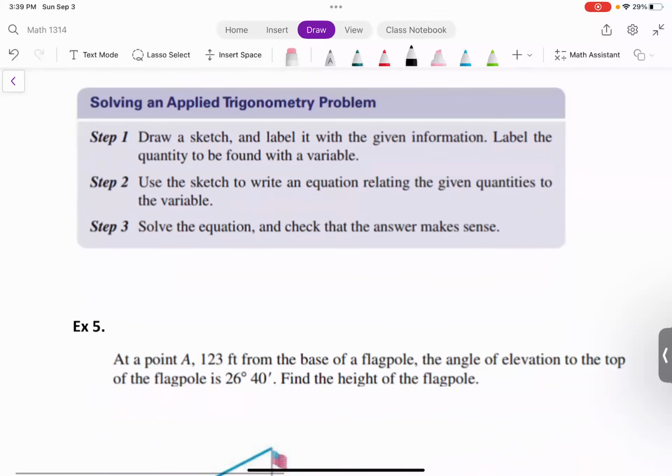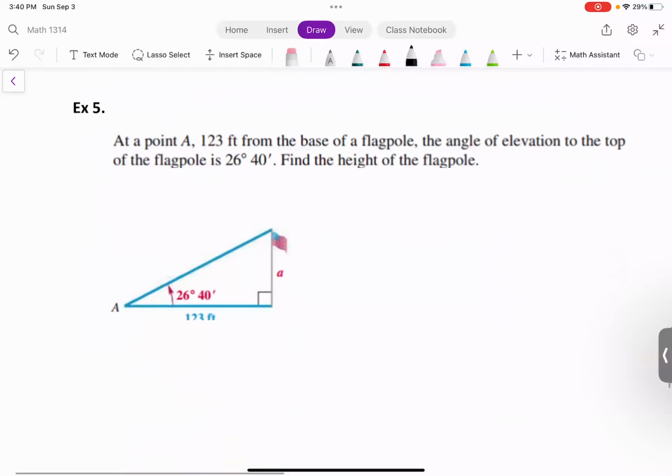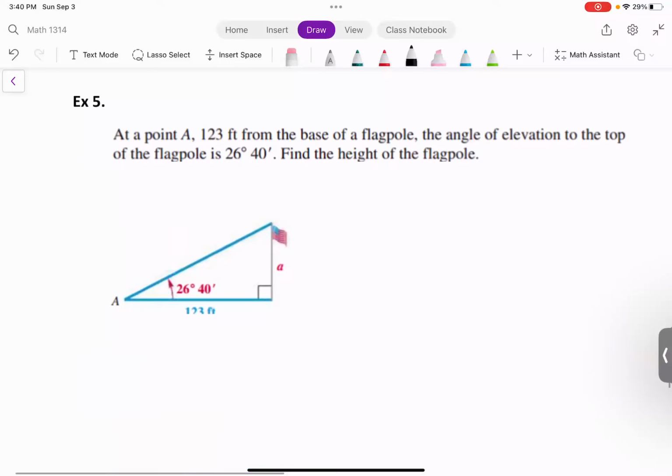All right. Let's see the next part. Solving an applied trigonometry problem. First step, draw a sketch and label it with the given information. Label the quantity to be found with a variable. Step 2, use the sketch to write an equation relating the given quantities to the variable. Number 3, solve the equation and check that the answer makes sense.